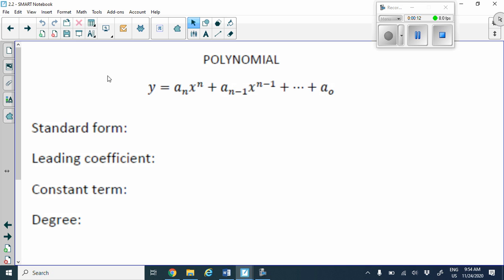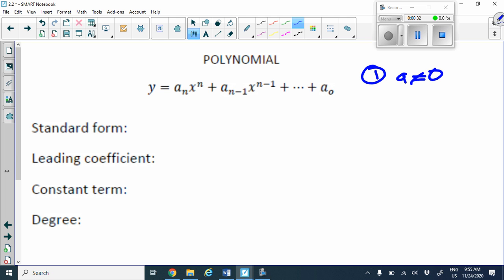It's basically y equals a sub n times x to the n, plus a sub n minus 1 times x to the n minus 1, and then all the way to our constant, okay? So the idea here is that when we have our polynomial, 1, the a value cannot equal 0, or our a sub n here. So basically the leading coefficient, and we'll talk about what that means, cannot be 0.